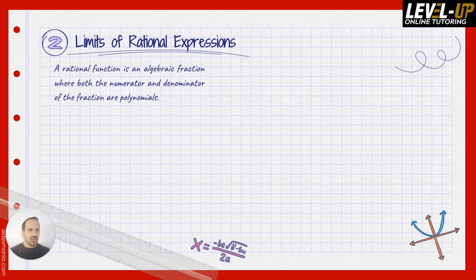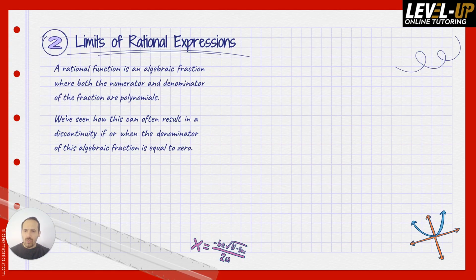A rational expression is essentially an algebraic fraction where both the numerator and denominator of the fraction are polynomials. We've already seen how this can often result in a discontinuity when the denominator of this algebraic fraction is equal to 0. So a discontinuity, what does that mean? A continuous line is one that you could draw on a piece of paper without taking the pen off the paper. You could just draw the line continuously like that.